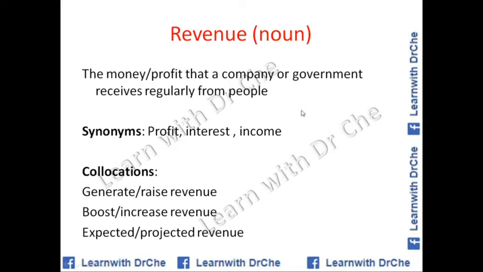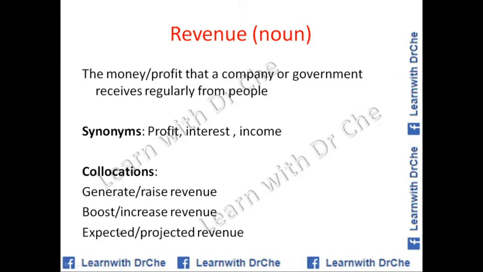Revenue. Revenue is a noun, and it means the money or profit that a company or a government receives regularly from people. Synonyms are profit, interest and income, and it can also be used in a personal context. Collocations that we use with revenue are to generate revenue, to raise revenue, to boost revenue or to increase your revenue.